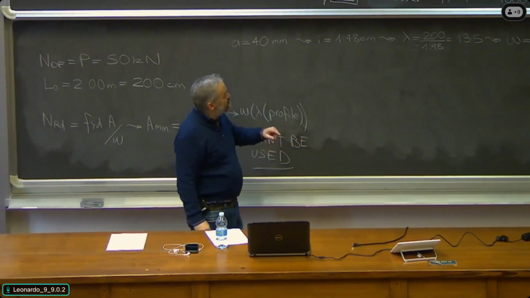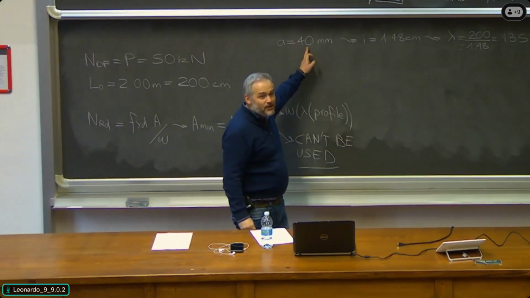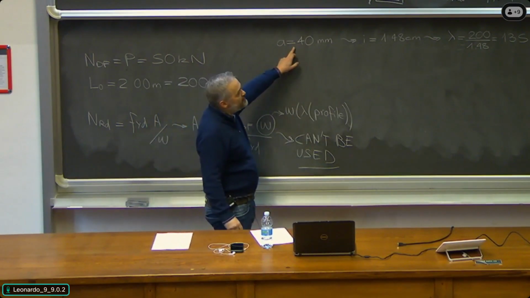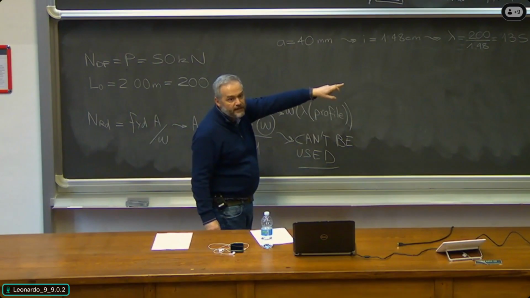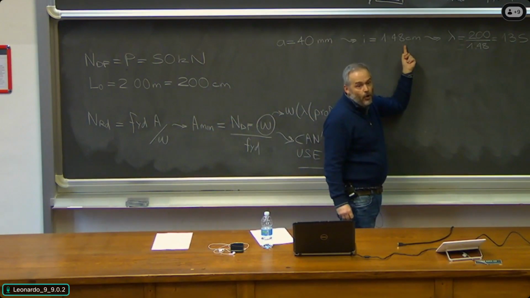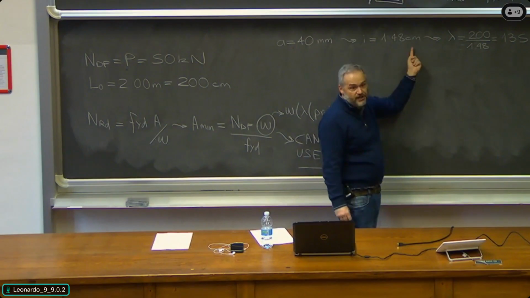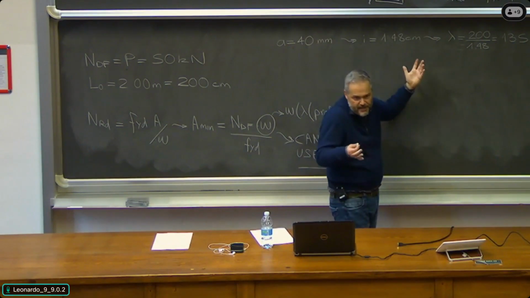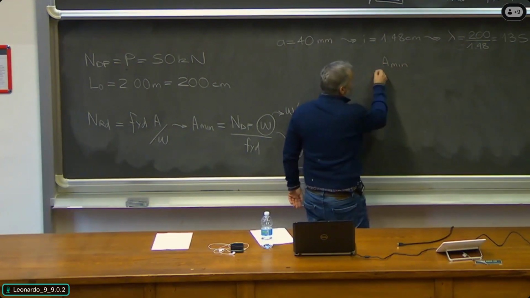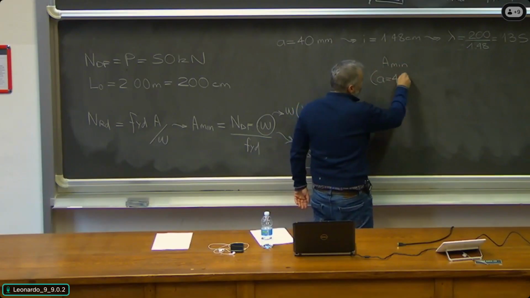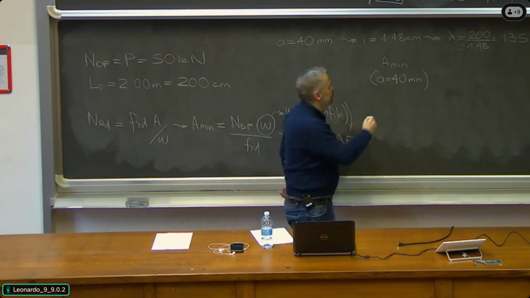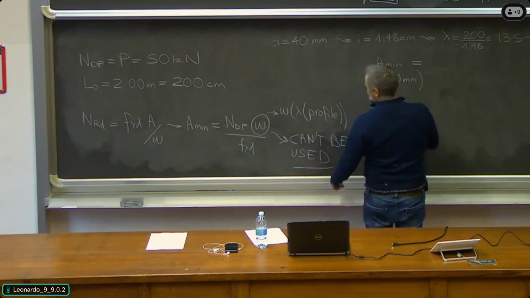Which means I can do the calculation with this equation for this group of profiles by using an omega of 249. Do we agree that if I take here the minimum, it will be valid also for profiles which have a larger radius of gyration? Obviously, it's on the safe side. So the area minimum, assuming A equal to 40 millimeters, this is a strong assumption, will be equal to what?